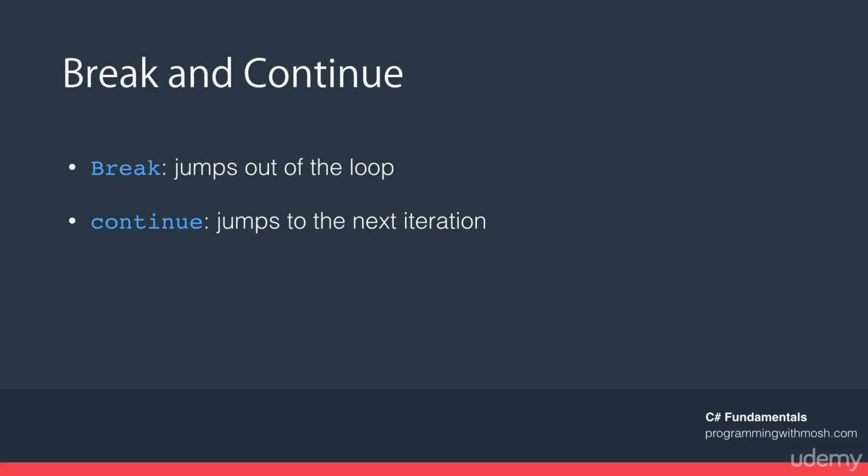And finally, before we start coding, let me show you 2 more statements here. We have break and continue. So in any loops, we can use break to jump out of the loop or continue to jump to the next iteration. Now let's start coding and see what all of this means in action.